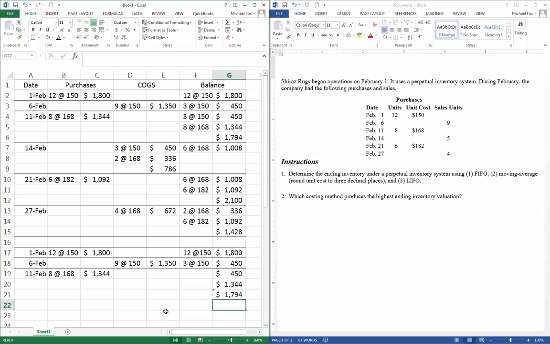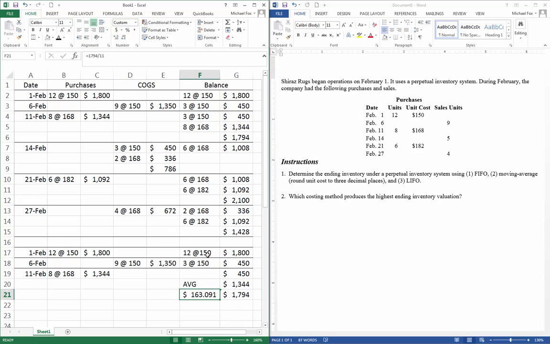So to find my average cost, I'm going to say this equals $1794 divided by 11. And that's going to give me my average cost per unit. So I'm going to say I have 11 units at an average cost of $163.091.